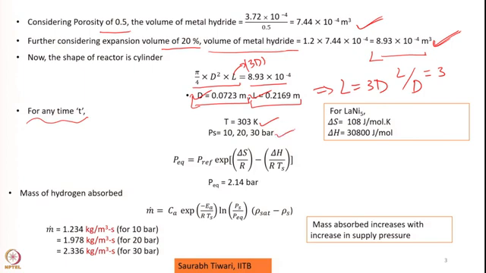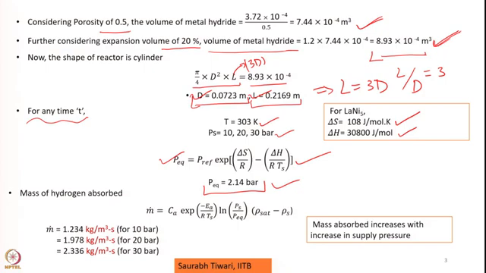So from here we will calculate the equilibrium pressure. The equilibrium pressure is P reference times the exponential of the entropy of the reaction and the enthalpy of the reaction. Now it is given that for LaNi5 the entropy and the enthalpy are 108 and 3800 joule per mole. If we put these values in this formula, we are able to calculate the equilibrium pressure, which is 2.14 bar. Now we have the equilibrium pressure.